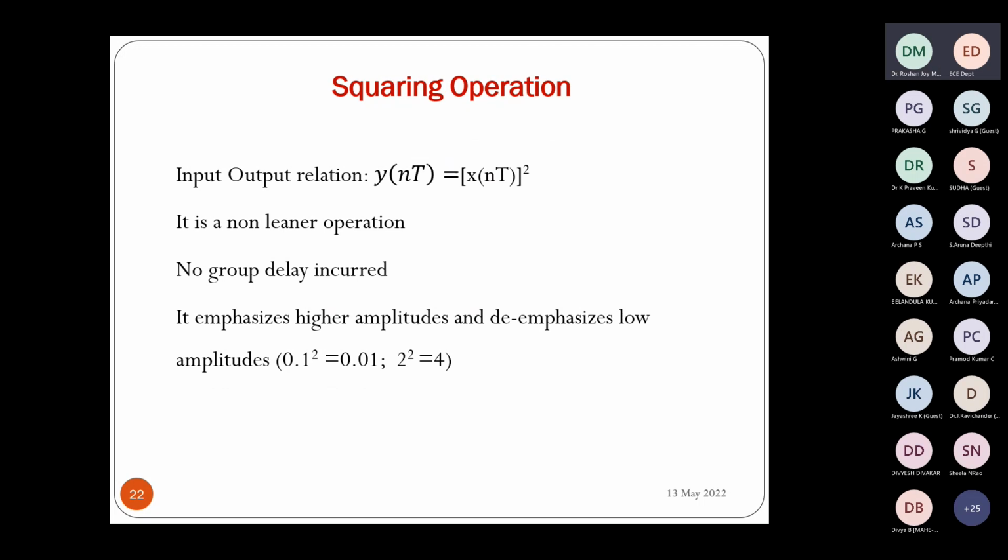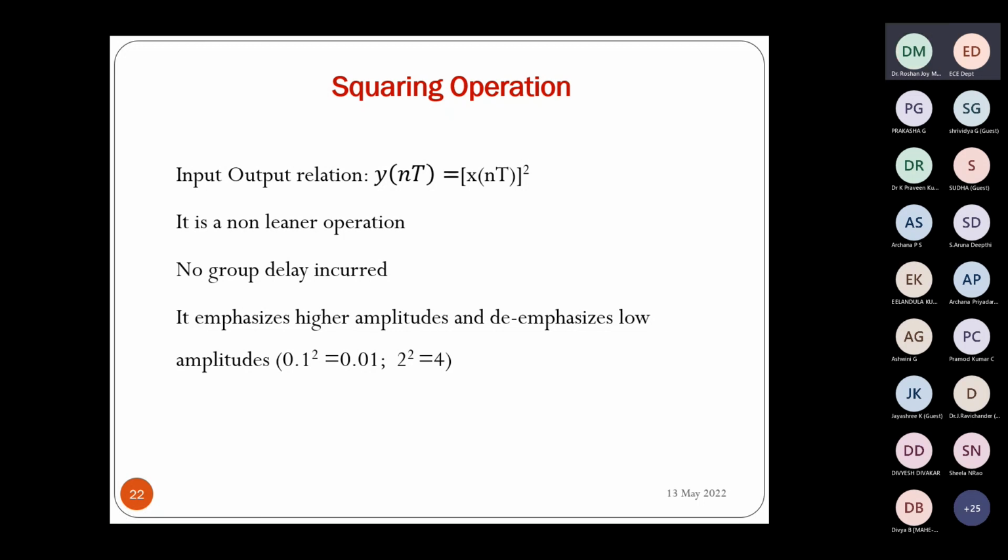Then squaring operation. It is not a filter operation. It is a non-linear operation. All the filtering operations we have considered so far are linear. So output is equal to square of the input, and it doesn't have any memory, in the sense that present output depends only on the present input. It doesn't depend on the past inputs. If you plot x versus y, it looks like a parabola. It is a quadratic curve, not a linear curve. And no group delay is incurred here. Present output is equal to present input square. There is no delay here.